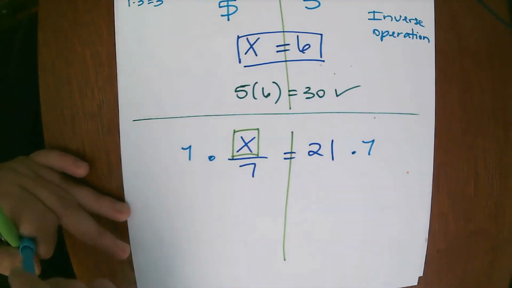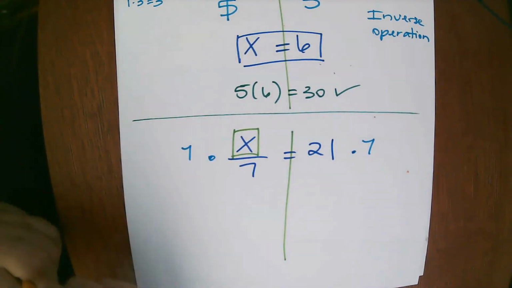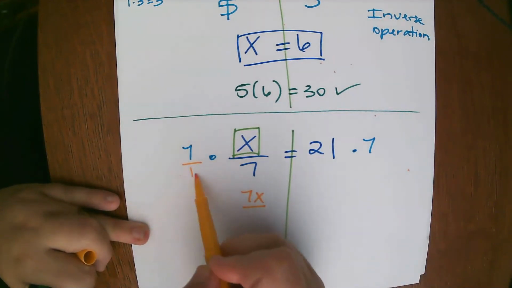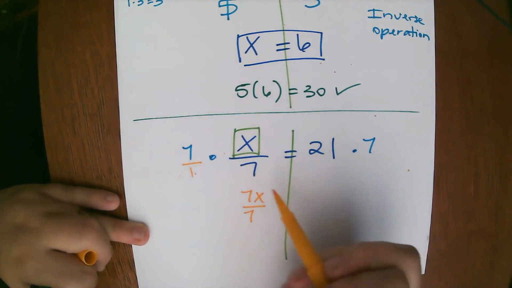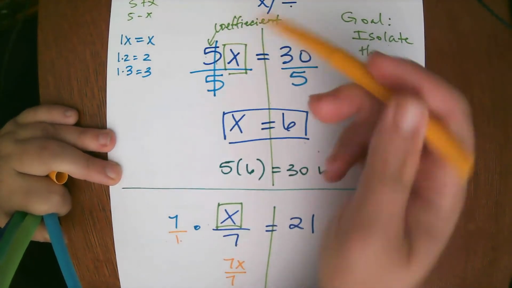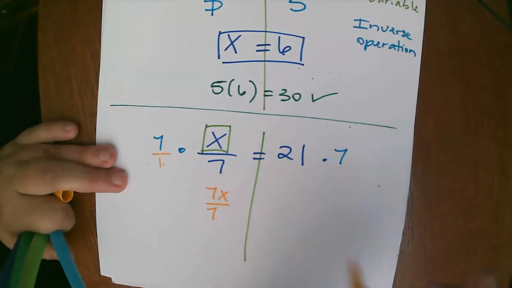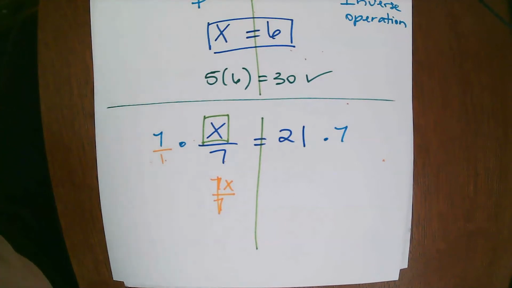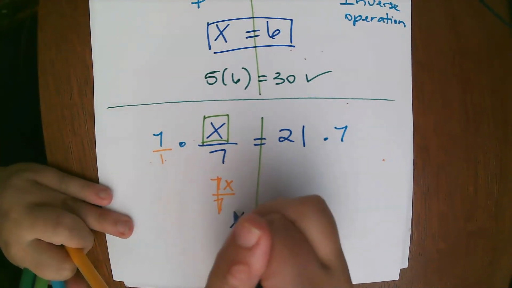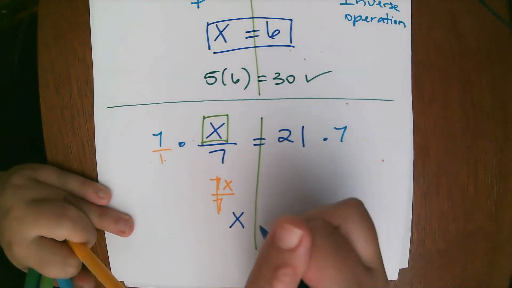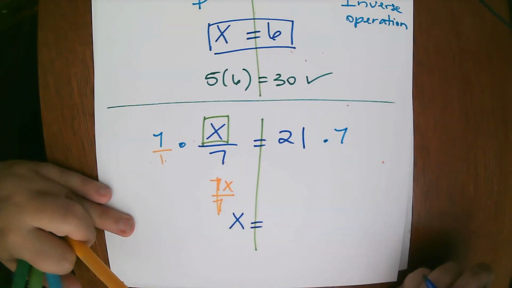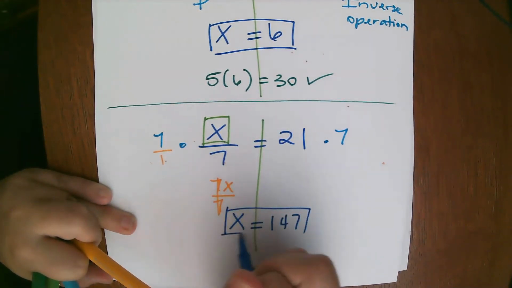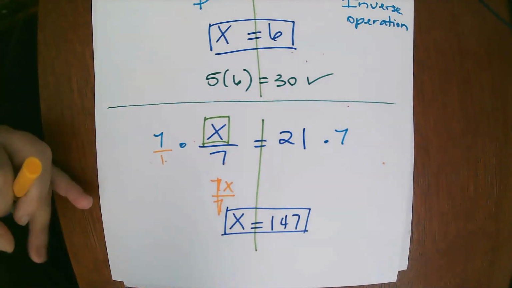So what happens here? I'm just going to show you really quick. 7 times x is 7x, all over 7. We can put a 1 over there. 1 times 7 is 7. Look familiar? So 7 divided by 7, you're just left with x, or 1x, but we don't have to write the 1. So we're just left with x, so x is happy. Now we have 21 times 7. 21 times 7 is 147.